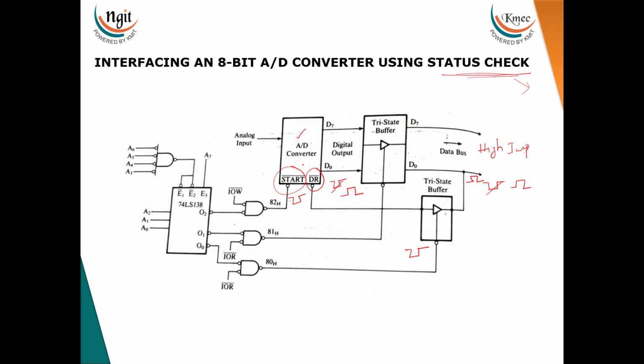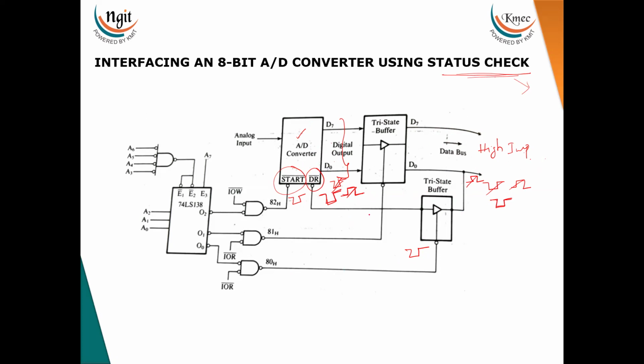Now, if the conversion is completed, the digital information is available at the output of the ADC, and it will also generate the low signal. When the conversion is started, it generates the high signal over here; once the conversion is completed, it generates the low signal over here. Once again, if the microprocessor reads the status, the low signal is available on D0. After reading D0, the processor understands that the conversion is completed.